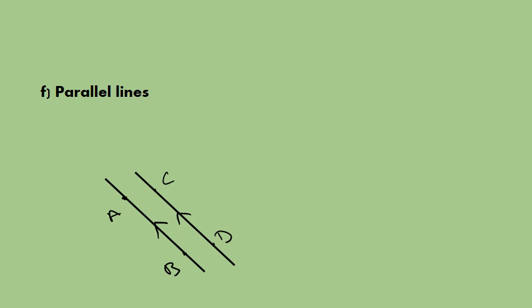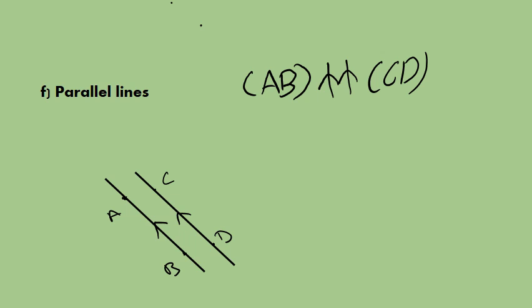How do we write this, Hassan? So, line AB is parallel to line CD. Instead of writing line AB is parallel to line CD, I can use this symbol. And this means that they are parallel and they will never touch each other.